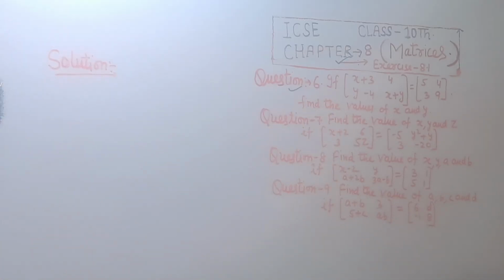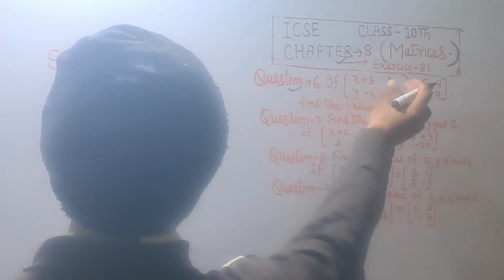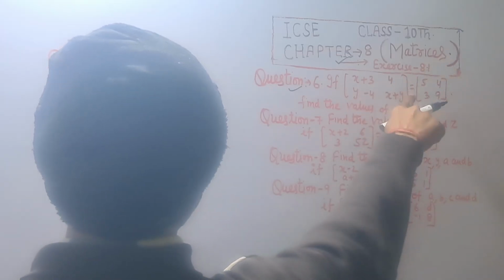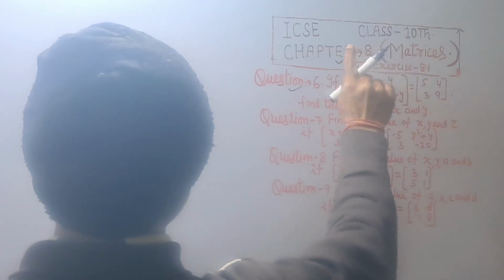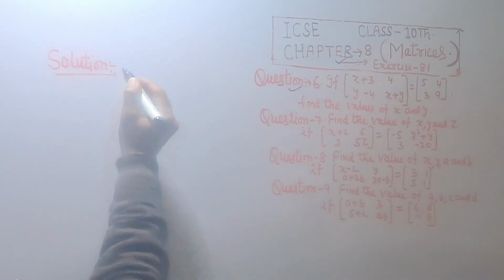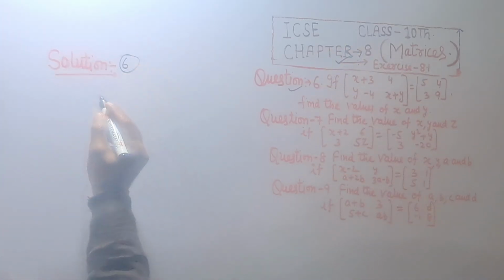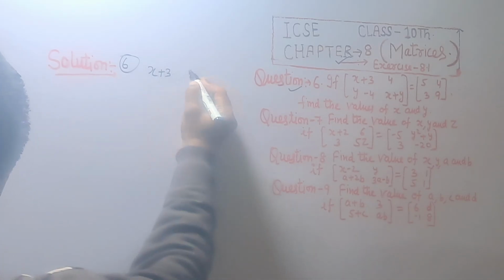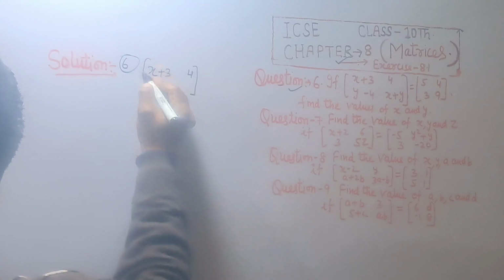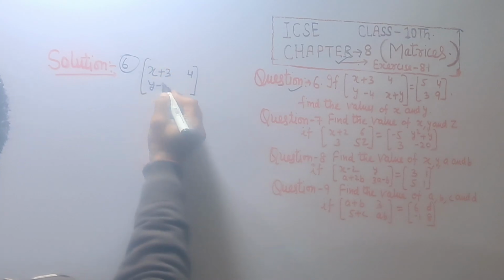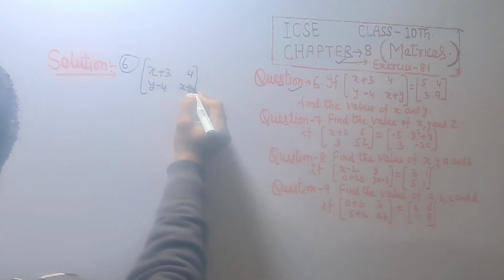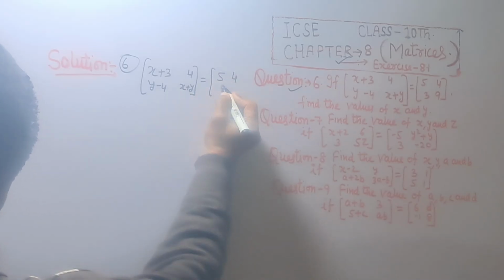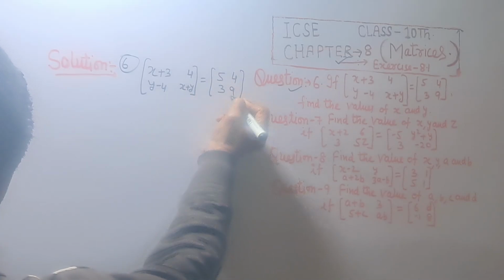Question number 6. If (x+3, 4) = (5, y−4) and (x+y) = (5, 4, 3, 9)... Find the value of x and y. x plus 3, 4, y minus 4, x plus y equal to 5, 4, 3 and 9.